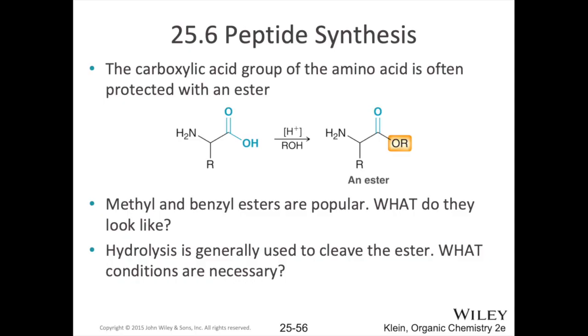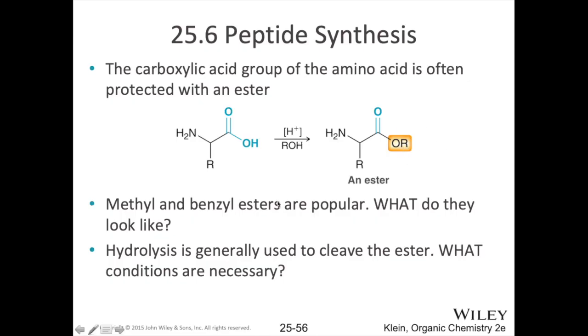Okay, so to protect the carboxylic acid group, we can simply convert that into an ester. If you recall from our chapter on acid derivatives, esters are less reactive than carboxylic acids, and so converting our carboxylic acid into an ester will generally help there. Okay, so one way to do that, of course, is to just use the alcohol that we want for our alkoxy group that we're going to put on here, react that in the presence of an acid, and generally we can make an ester.